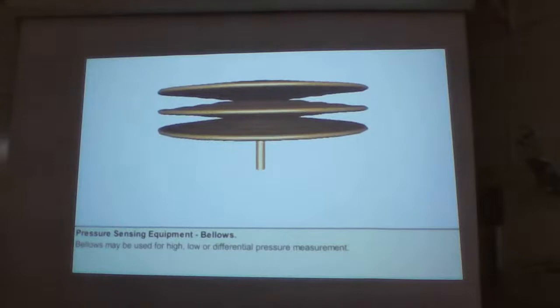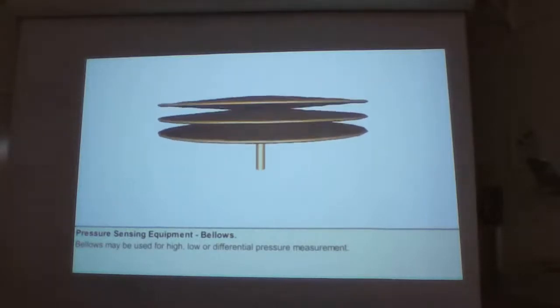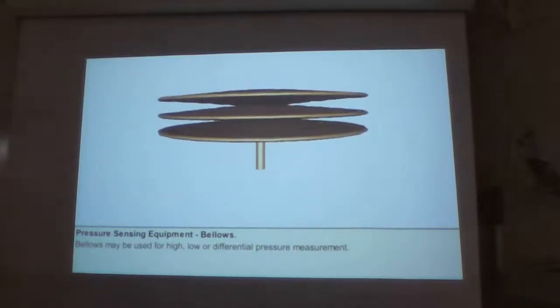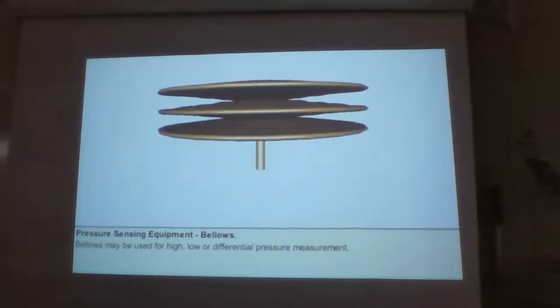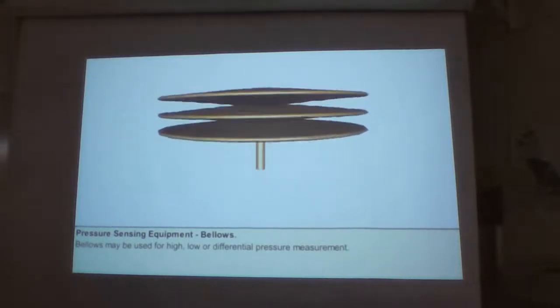The bellows type element can be considered as an extension of the corrugated diaphragm principle. It may be used for high, low, or differential pressure measurement.